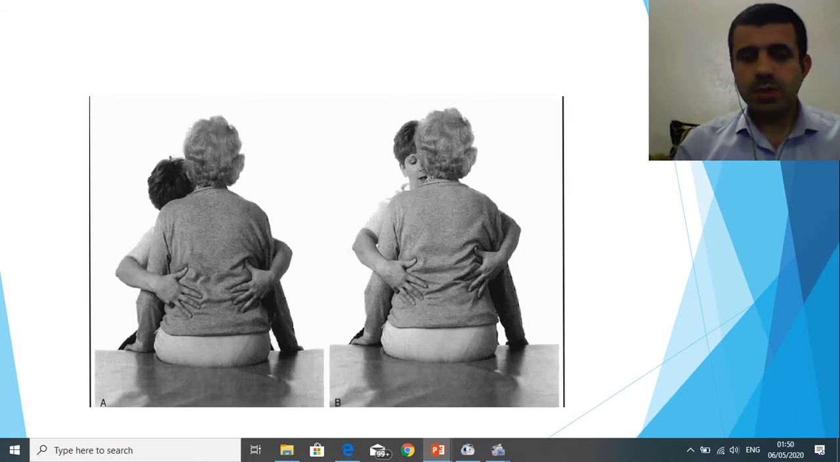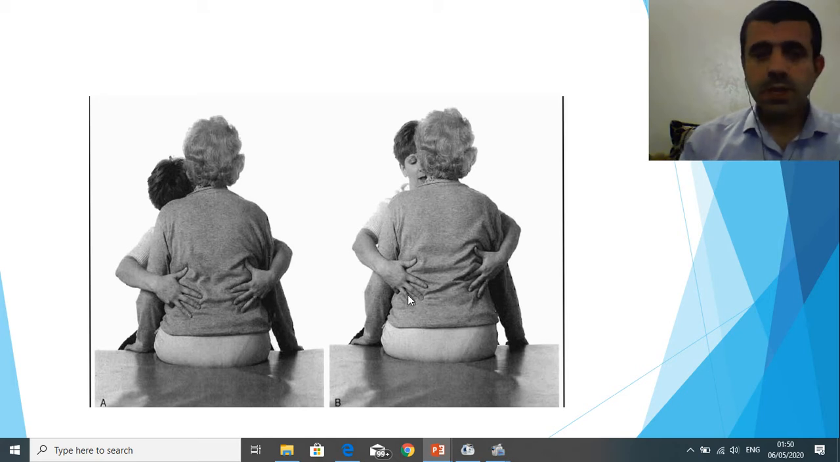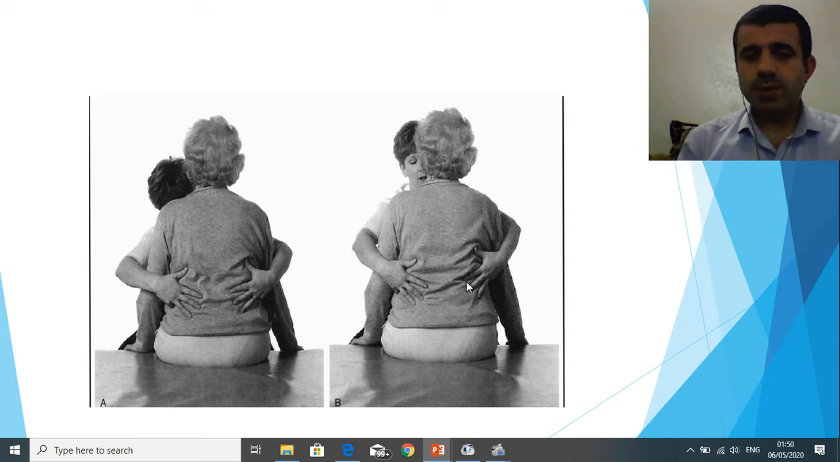Okay, so by this way, the patient in this posture, we can stabilize the pelvis and do an anterior tilt of the pelvis through the paraspinal muscles.